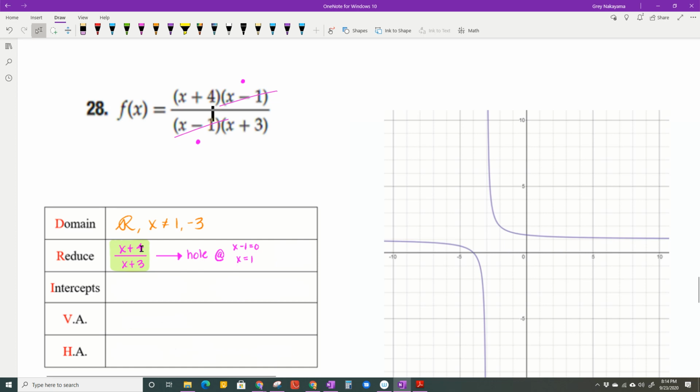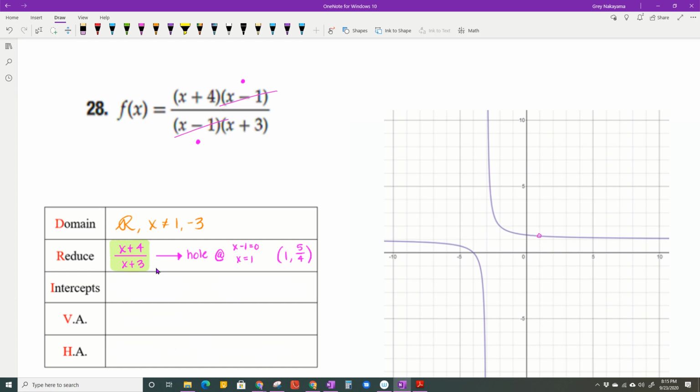So you plug it into this thing. 1 plus 4 is 5. 1 plus 3 is 4. So my hole is at 1, 5/4. So if I go to 1, 5/4, that's right here. So if you were drawing it by hand, you would draw an open circle. When you do it in Delta Math, it's going to be an open circle, and you're going to drag it to an approximate place of where that hole is.